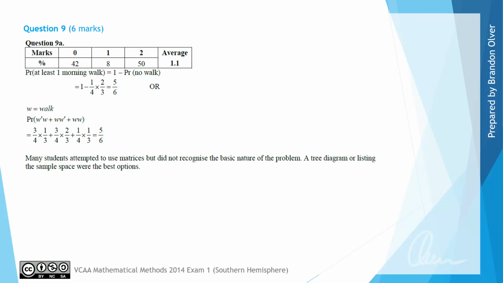From the examiner's report we can see that 50% of students got both marks for that question, with 42% of students receiving 0 marks. The examiner goes on to say that many students did not recognise the basic nature of the problem, and that a tree diagram or listing the sample space were the best options to answering this question. Another way that the question could have been answered is using 1 minus the probability of no walks occurring, which is shown on the screen as well.